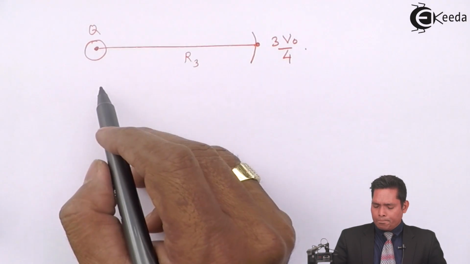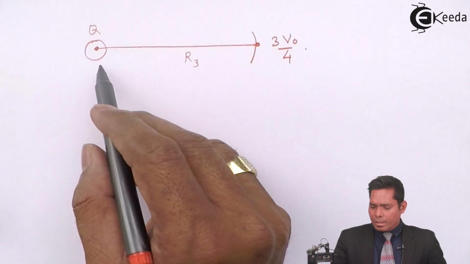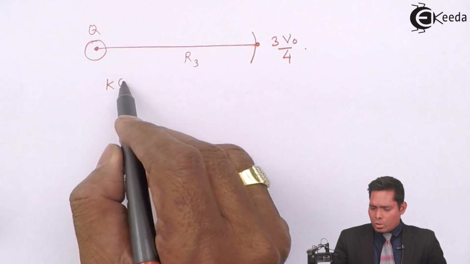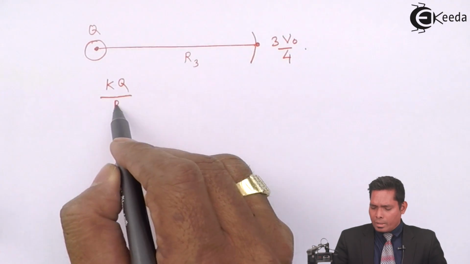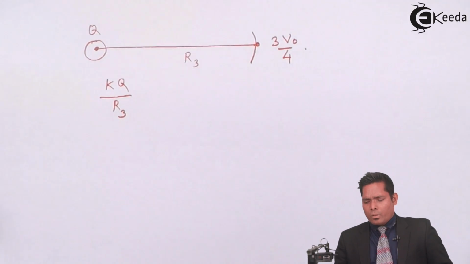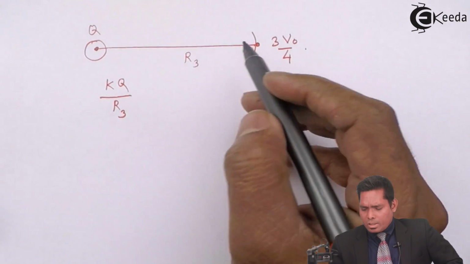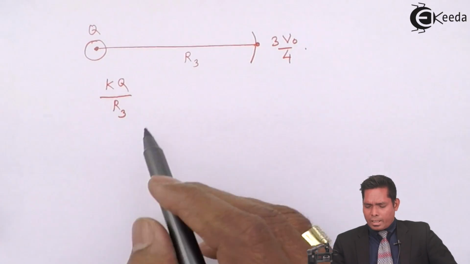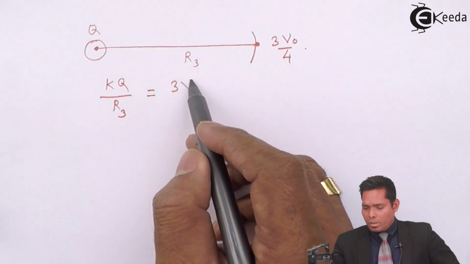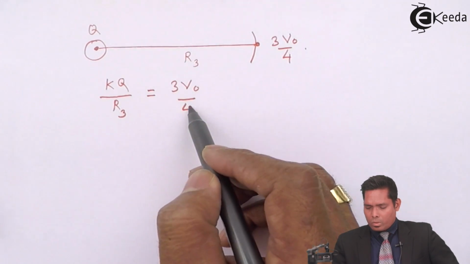And then if I use this formula, kq by R3 is the potential for a point charge at a distance R3. This is the potential, and it's given that this potential is 3V0 by 4.